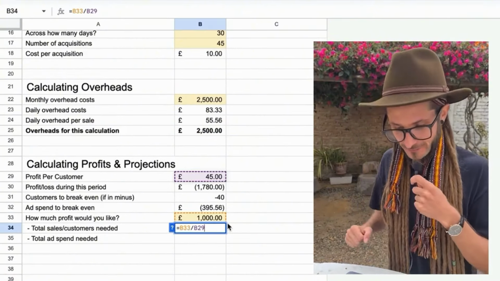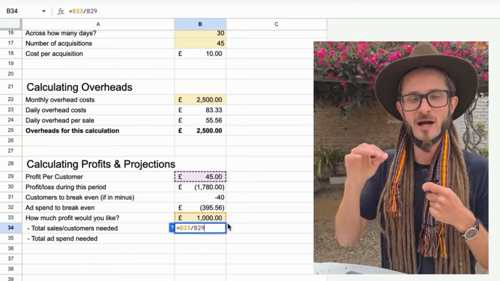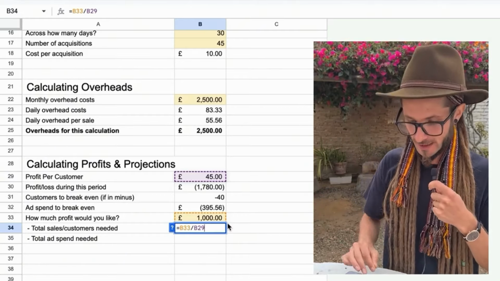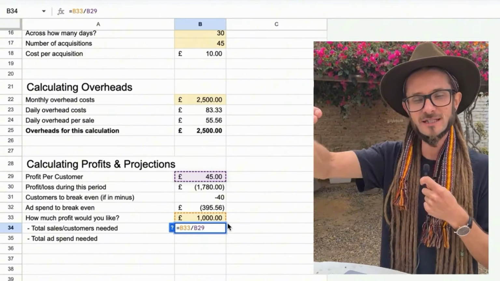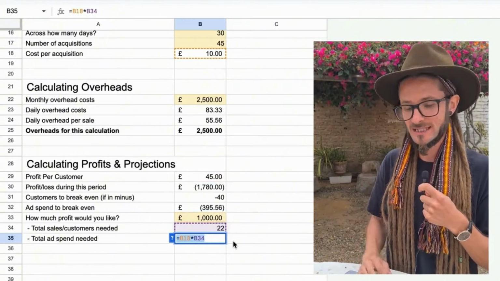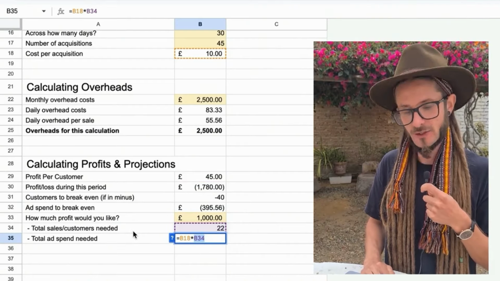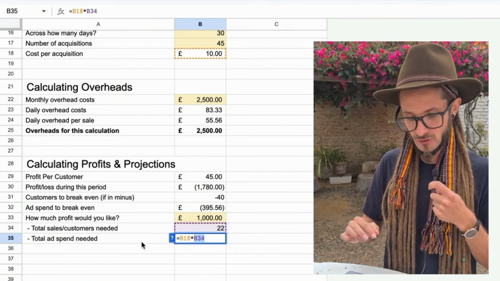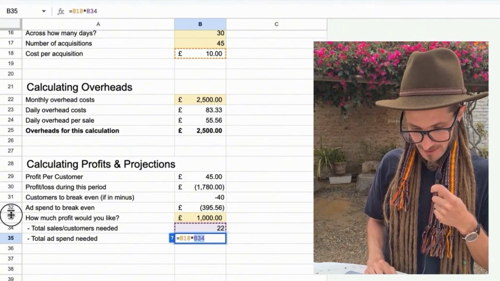The next field is also a self-calculating field that's taking the profit that you'd like to achieve and dividing it by the profit per customer, okay? So this tells us how many customers we'd actually need to make the profit that you would like to see. And then the final self-calculating field is actually how much ad spend you would need. Okay, that's looking at the cost per acquisition times by the total sales and customers needed in order to make your profit. Okay, this is different to the break-even point, which is the additional section.